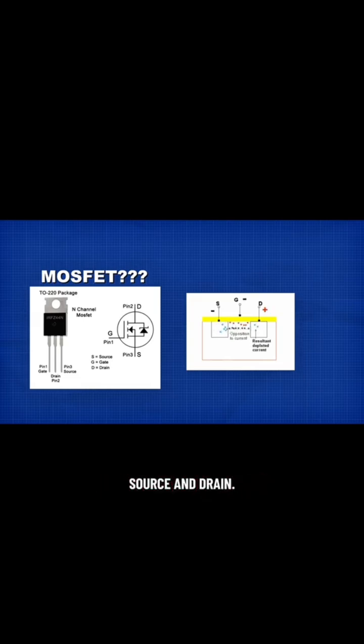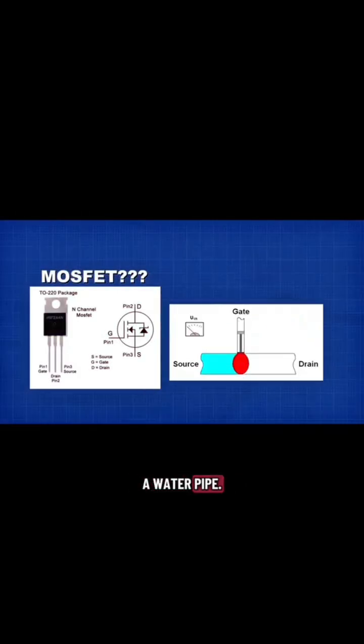between source and drain. Now pause for a second and imagine this like a water pipe. The source is like the water tank, the drain is like the outlet, and the gate is like a valve handle. When you turn the valve, you are not pushing the water directly. You are controlling whether the path is open or closed. That is exactly how a MOSFET works.